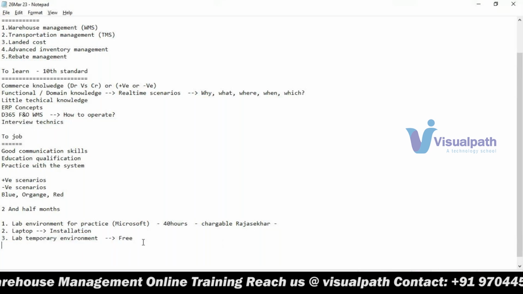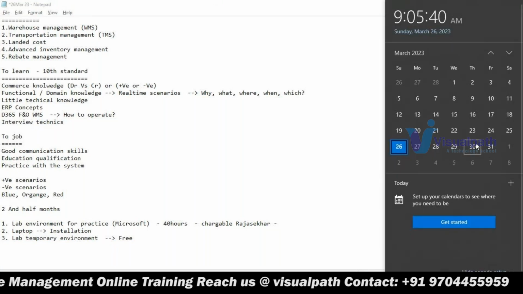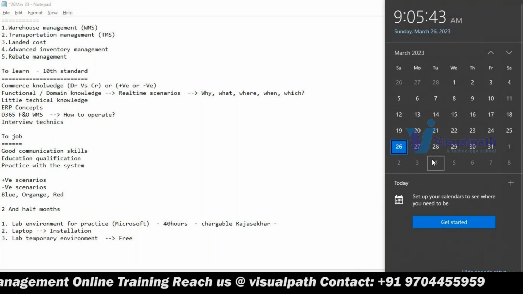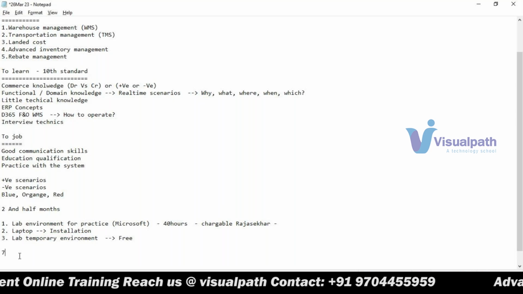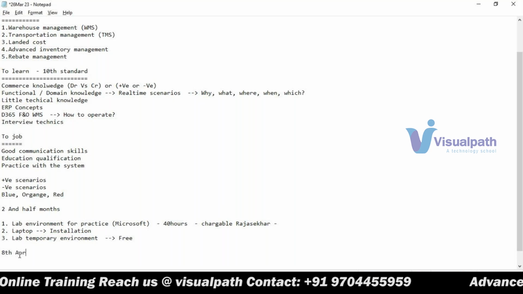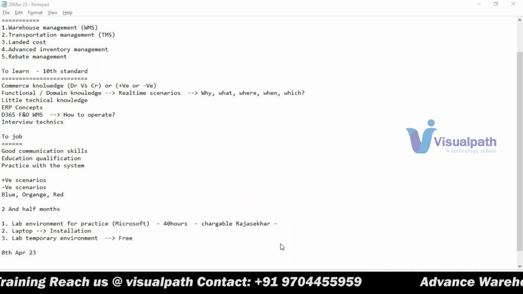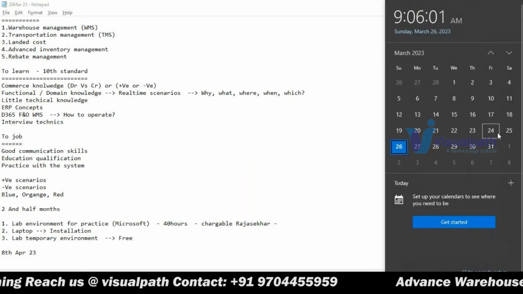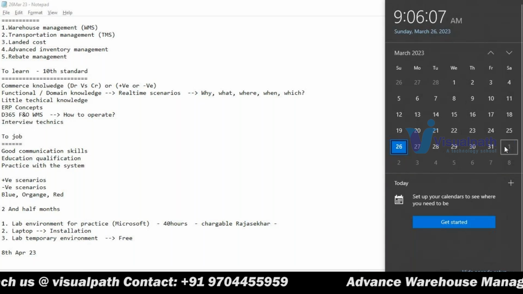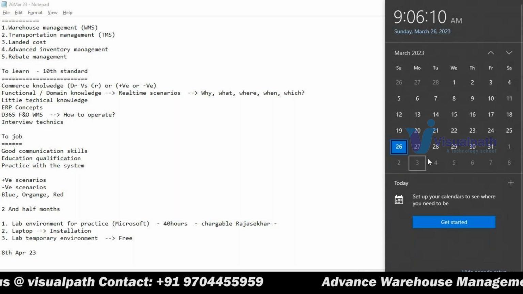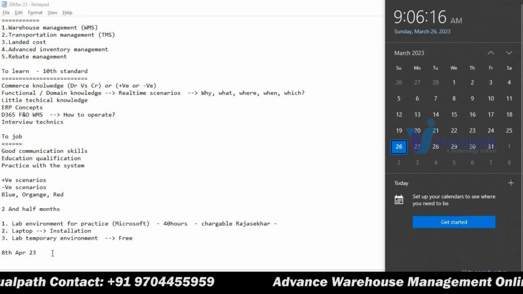And the batch tentatively will start next Saturday. I'm going outside, so mostly the batch will start on 8th April. Next week I'm planning to go outside on the 31st, 1st and 2nd. That is the reason I may not be available. I'm traveling to my hometown. So from the 8th onwards, I will start the batch.